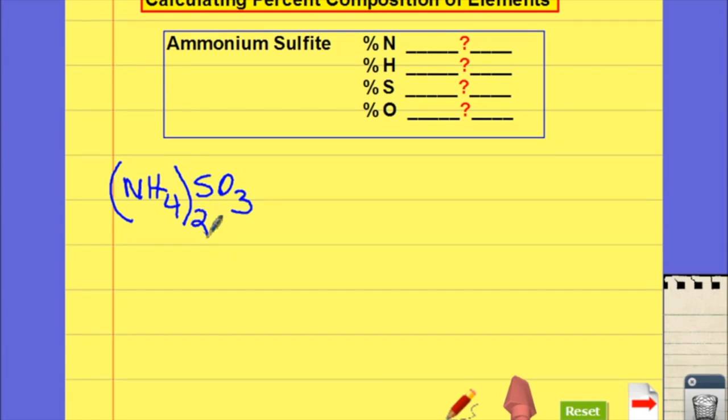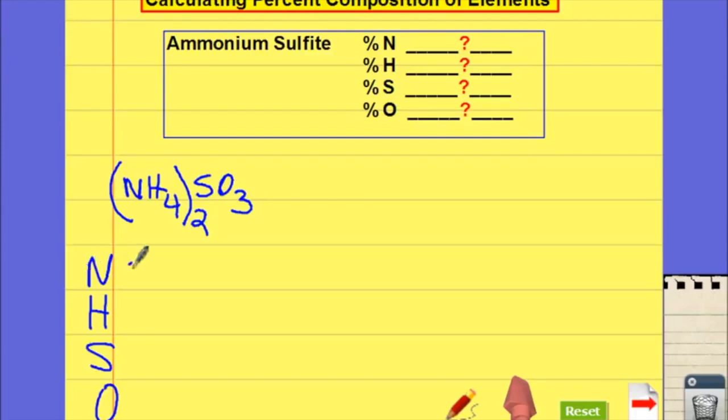Now, I need to list the elements in that compound. So I have nitrogen, hydrogen, sulfur, and oxygen. I will show you in class how to use your graphing calculator to do this faster. I may not be able to do it with the video. In class, make sure you have your graphing calculator, and we will do it.